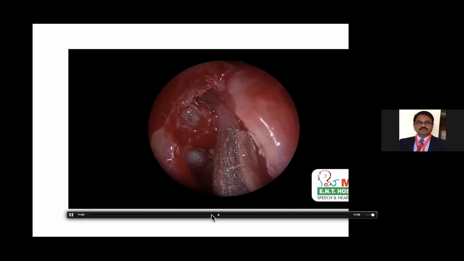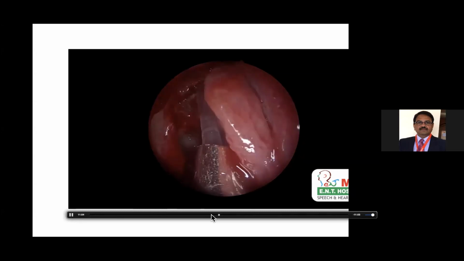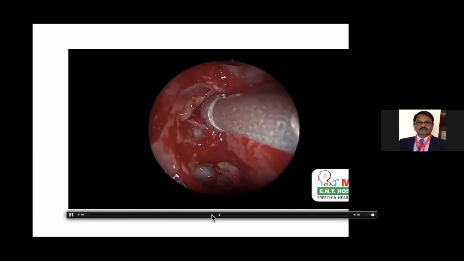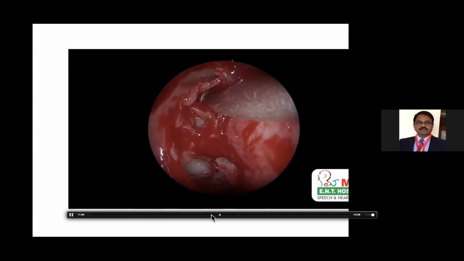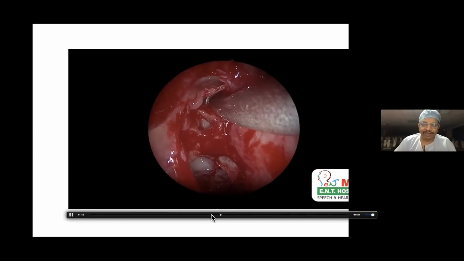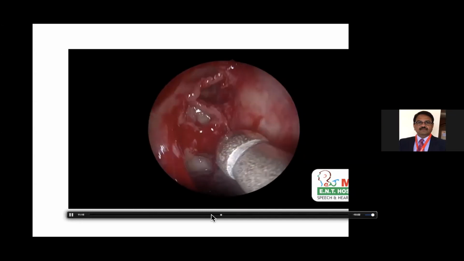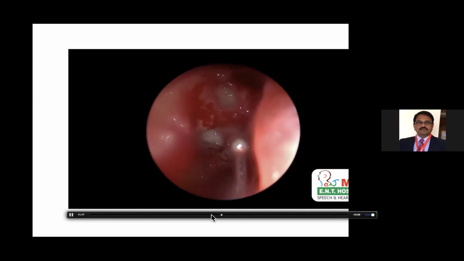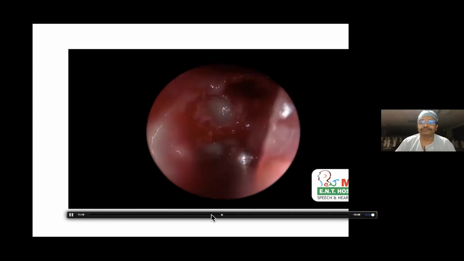Another very important point, junior colleagues have to note: if I do just the balloon and leave it, I may not get the result. Now you can see the frontal sinus very well.